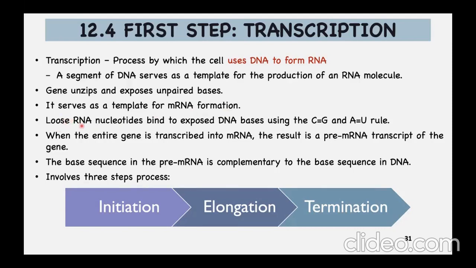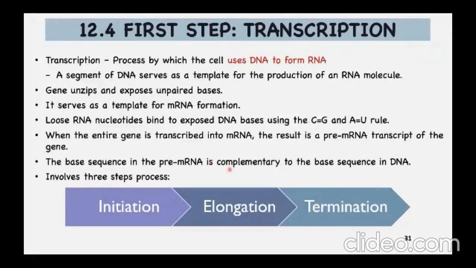So loose RNA nucleotide binds to exposed DNA bases using the CG and AU rule. Because this is RNA, so T dia tukar jadi U, uracil. Okay, C will pair up with G and A will pair up with U. So when the entire gene is transcribed into mRNA, the result is a pre-mRNA transcript. So after dia dah transcribe, dia akan jadi pre-mRNA, belum lagi mature mRNA. Untuk dia nak jadi mature, akan ada satu proses dia akan go through untuk jadi mature mRNA. So the base sequence in the pre-mRNA is complementary to the base sequence in the DNA.